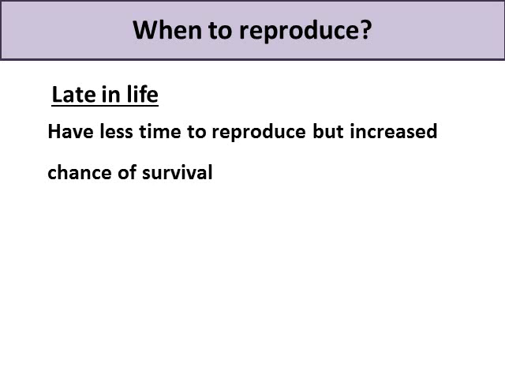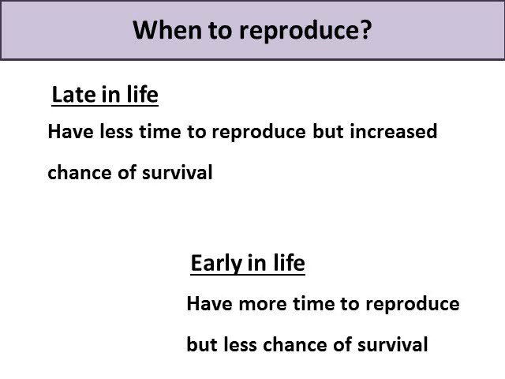So when is it best to reproduce? You can reproduce late in life, right? If you reproduce late in life, you have less time to reproduce, but your offspring have an increased chance of survival, because you're just bigger and you have more energy at that point. If you reproduce early in life, especially for semelparous species, you may have more time to reproduce, but less of a chance of survival.